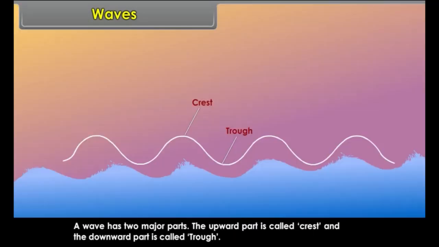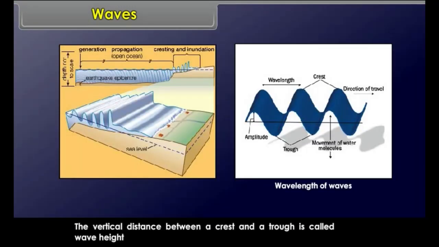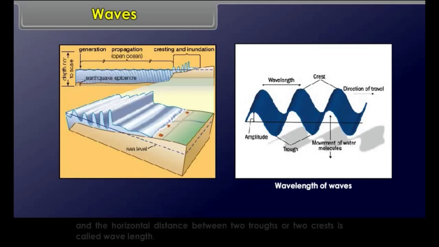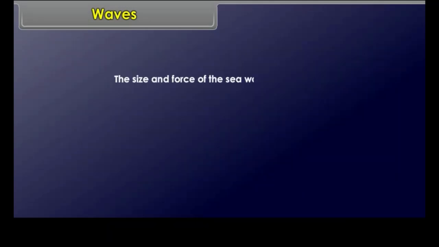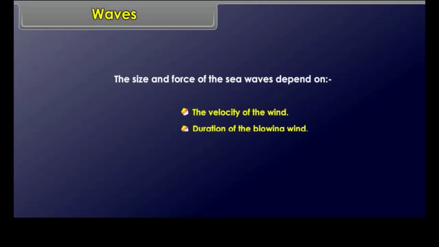A wave has two major parts. The upward part is called crest and the downward part is called the trough. The vertical distance between a crest and a trough is called wave height, and the horizontal distance between two troughs or two crests is called wavelength. The size and force of the sea waves depend on the velocity of the wind, duration of the blowing wind, and the distance the wind covers in the open seas.